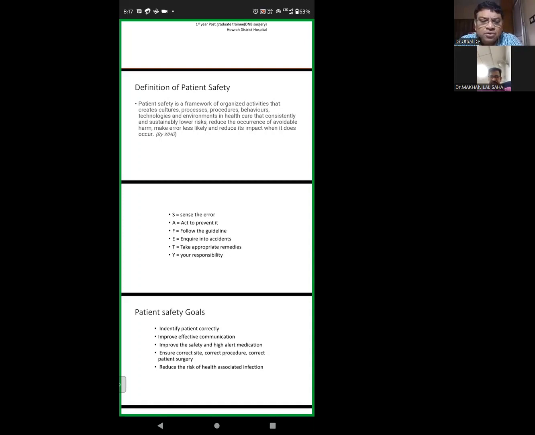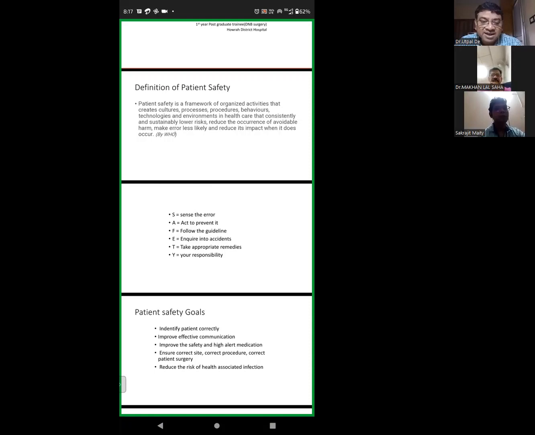If you go through Bailey and Love, it is nicely written there. So that you should have mentioned, and the various ways in which patient safety is breached. And then you tell us about what is patient safety. Your topic was about patient safety, but you have included some quality management aspects also. So that is my take.